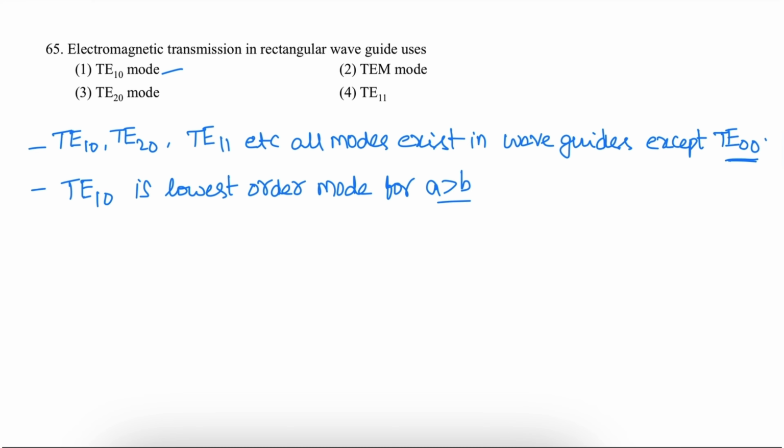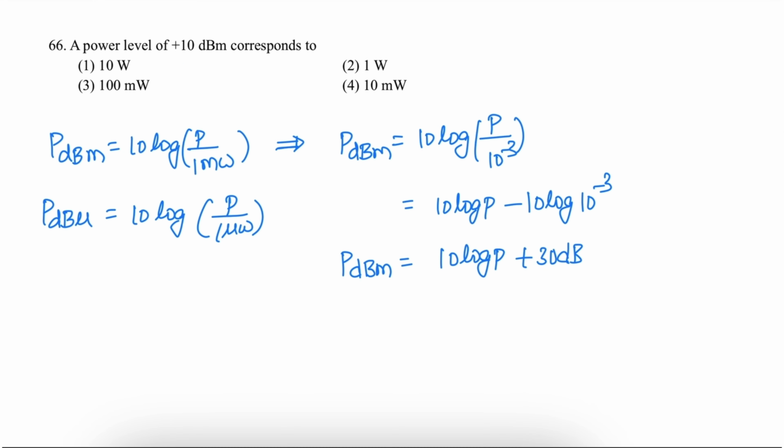Next question. Power level of 10 dBm corresponds to? Power in dBm is 10 log of power by 1 milliwatt. Power in dB micro is 10 log of P by 1 microwatt. In the question they have given power in dBm. So power in dBm is 10 log of P by 10 power minus 3. So 10 log of P minus 10 log of 10 power minus 3. So that is 10 log of P plus 30 dB.